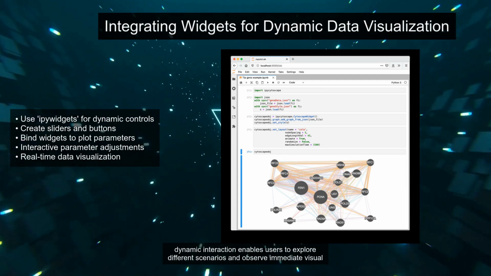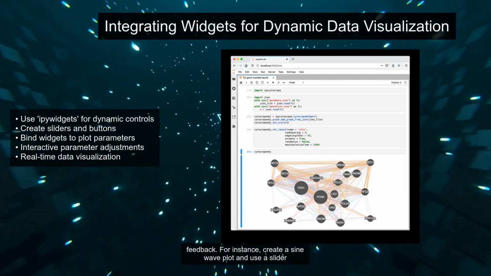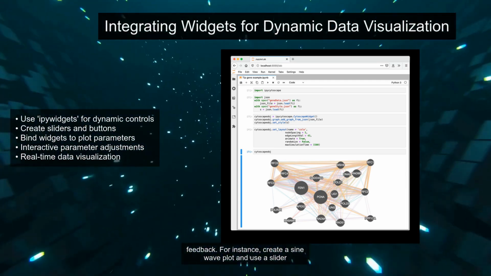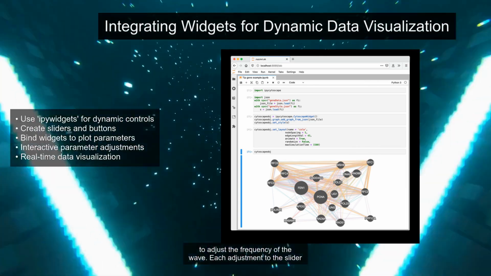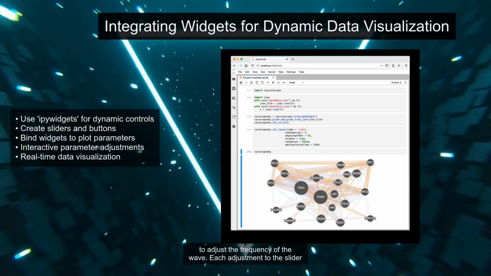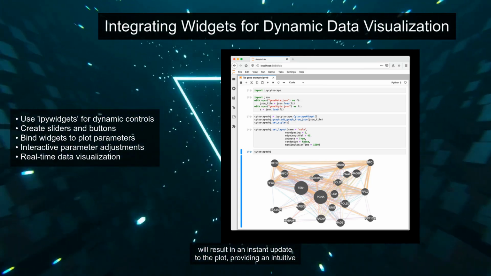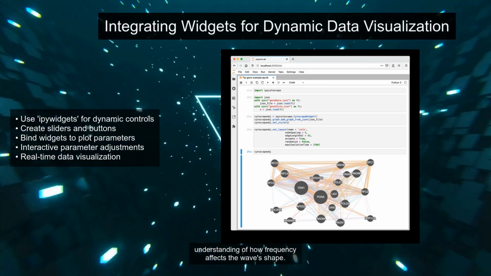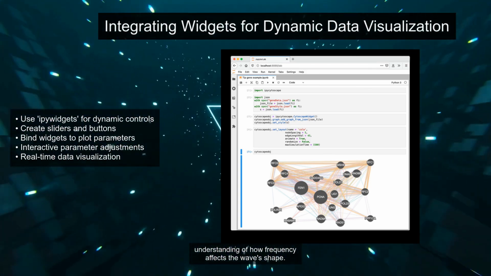This dynamic interaction enables users to explore different scenarios and observe immediate visual feedback. For instance, create a sine wave plot and use a slider to adjust the frequency of the wave. Each adjustment to the slider will result in an instant update to the plot, providing an intuitive understanding of how frequency affects the wave shape.